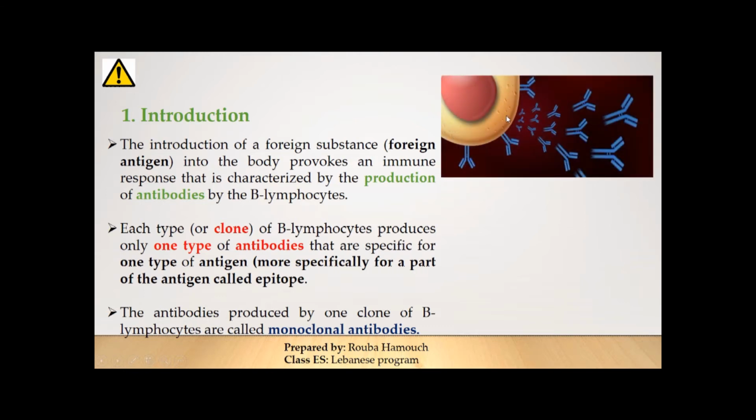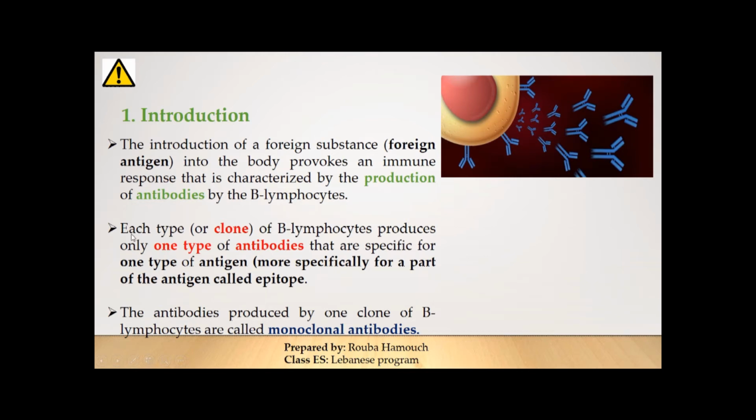Here we have a B lymphocyte expressing antibodies on its surface. Once the B lymphocyte is activated by a certain type of antigen, it transforms into a plasmocyte. The plasmocyte, which is the activated B lymphocyte, releases a high quantity of antibodies which are specific for the same type of antigen, the introduced antigen.